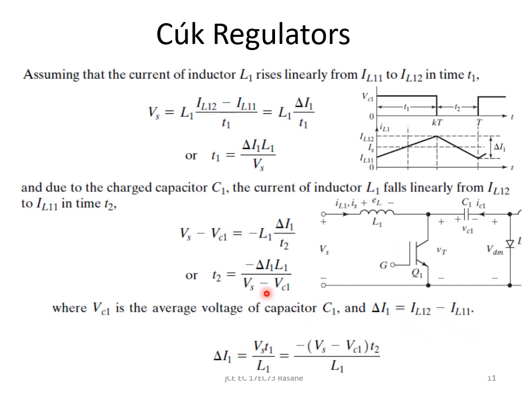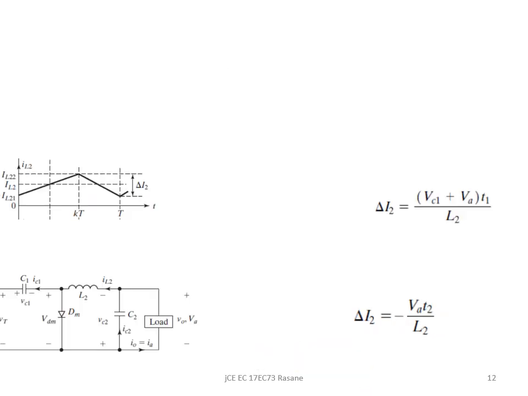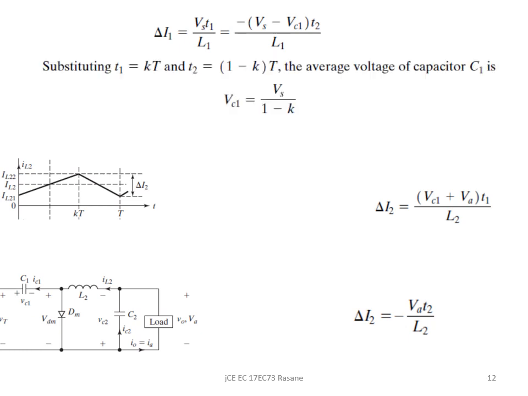Now with this I can take delta I1 on the left hand side. You can see here I have got delta I1, and here I have got delta I1. So I will take it for both and equate them together. So delta I1 becomes Vs into T1 by L1, and this will be equal to minus of Vs minus Vc1 into T2 divided by L1. So this is what I have done.